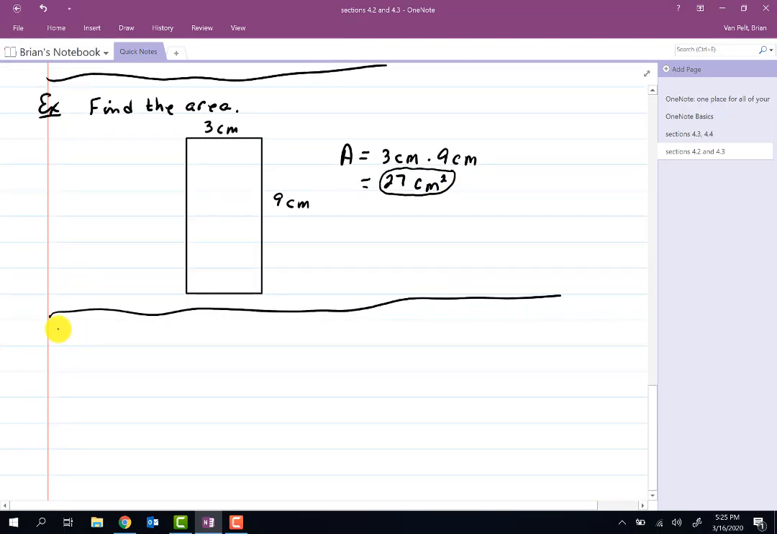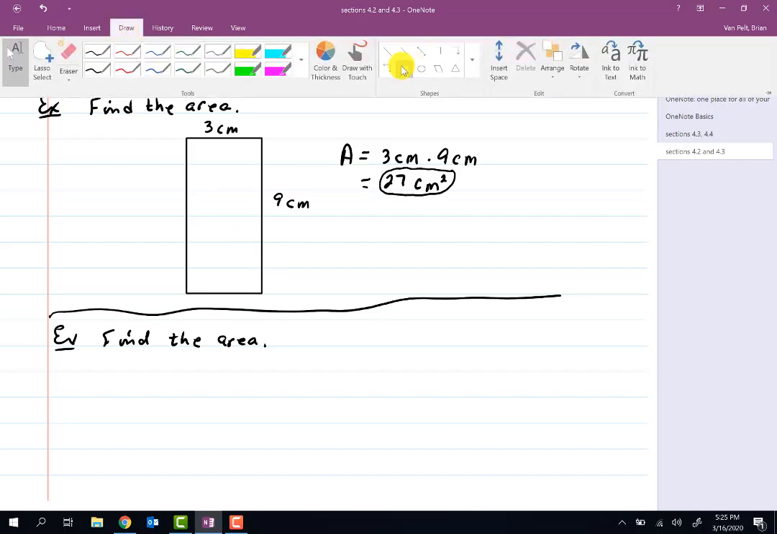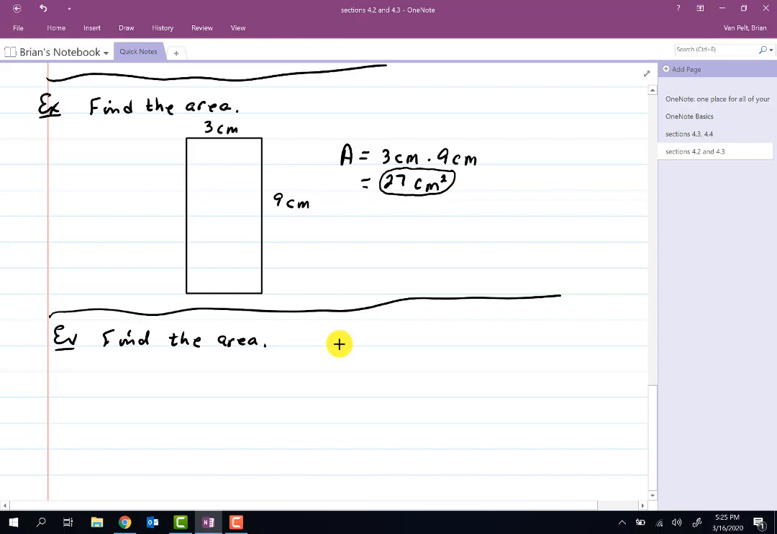Same question now for a square. Find the area this time. All I'm going to give you is 9/10 m. So 9/10 of a meter.